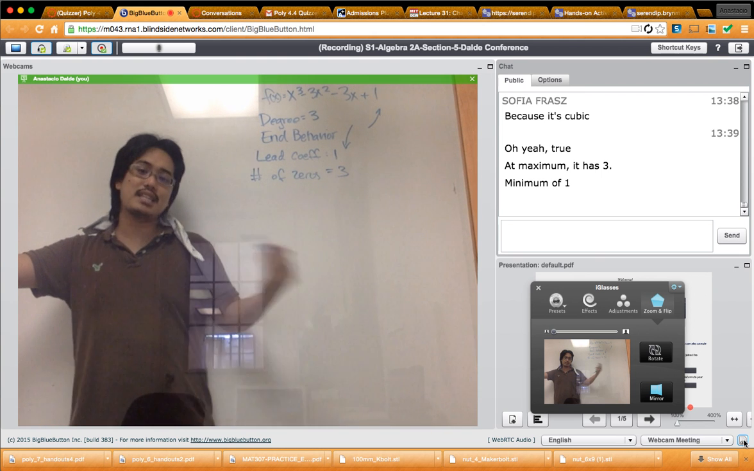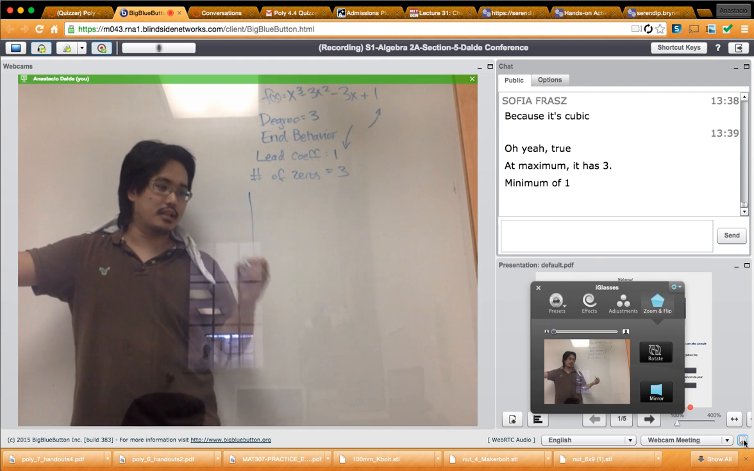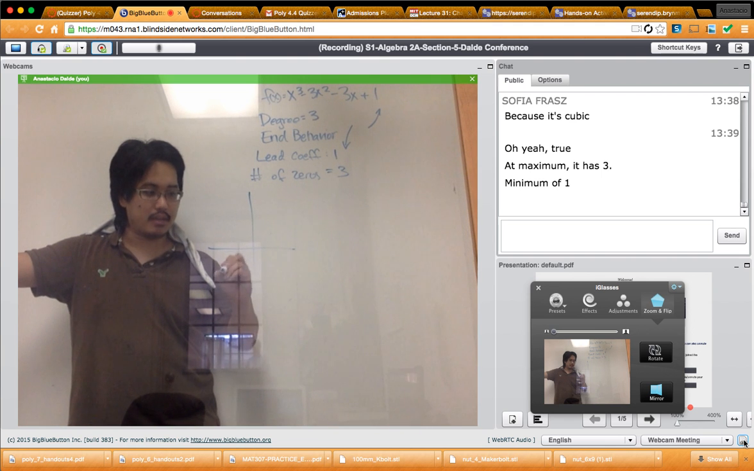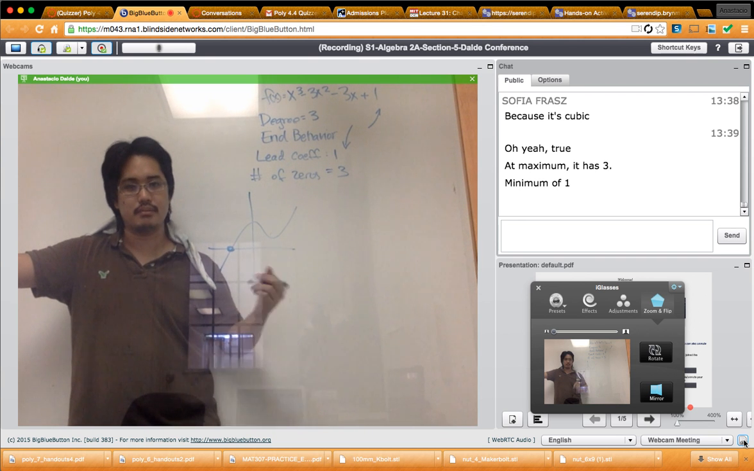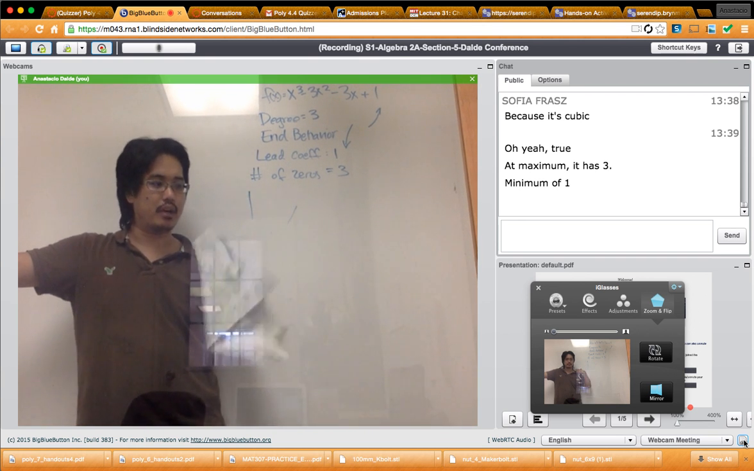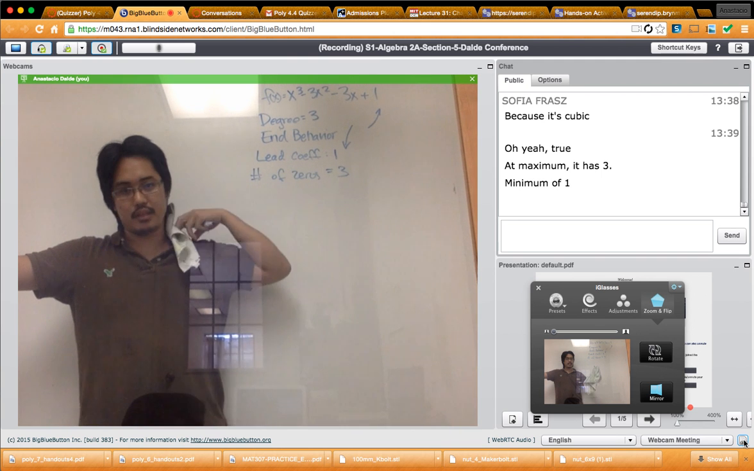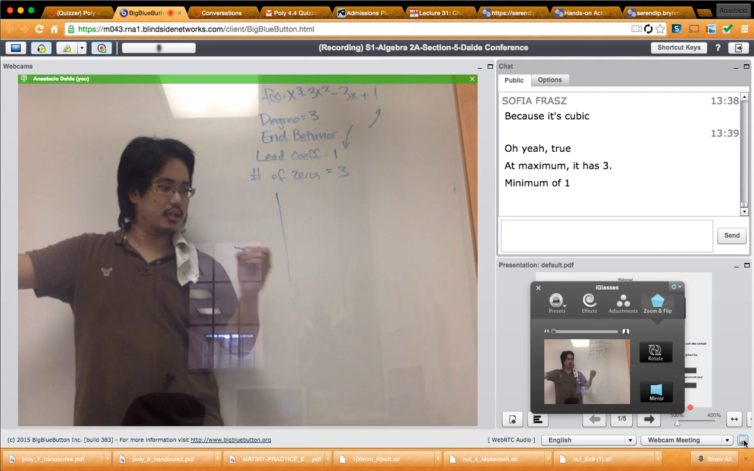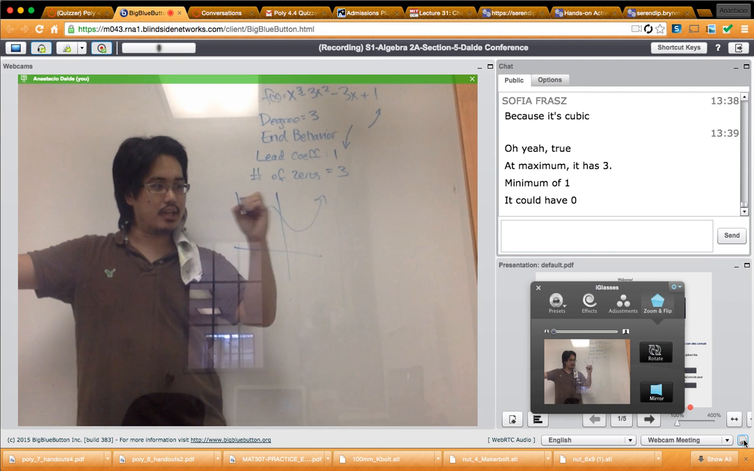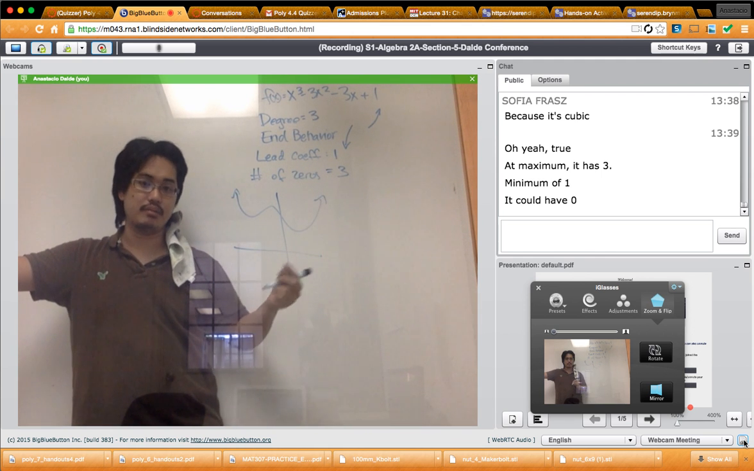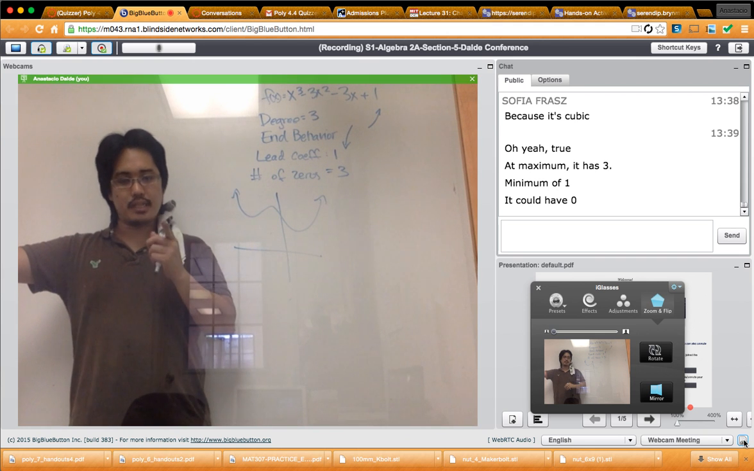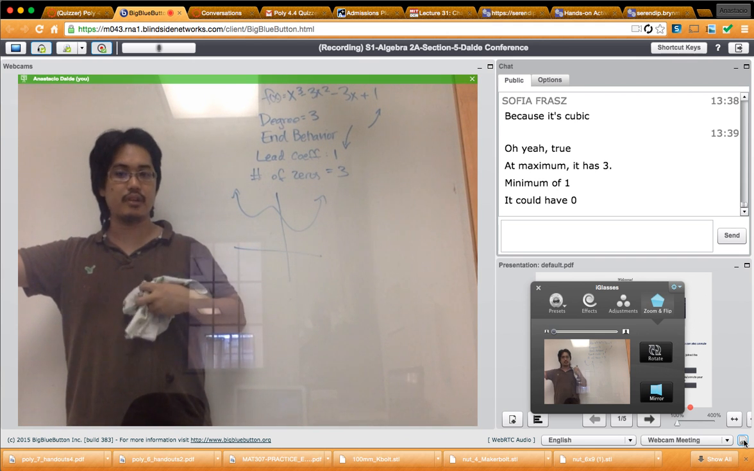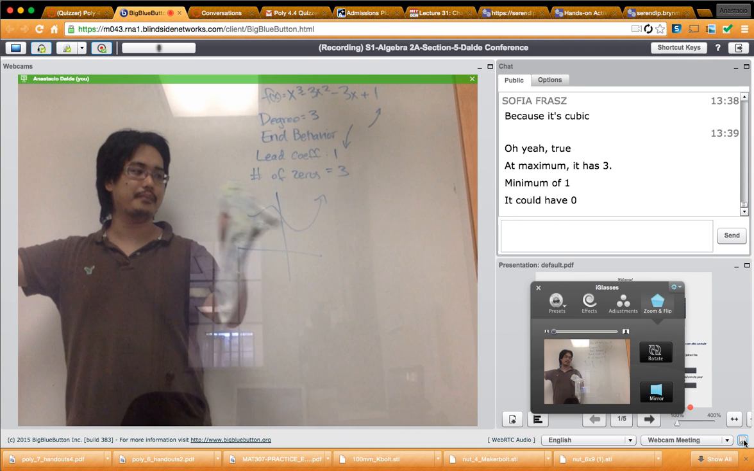Right. It has to have at least 1 because it's a cubic function, so it has to somehow cross down like this. But it could go like this, where it only has one root. Now, if it were a quadratic or something similar, like to the 4th power, it would look like this. And then there's a possibility of not having any roots. But I disagree with you, Sophia, in that a cubic function has to have at least 1.